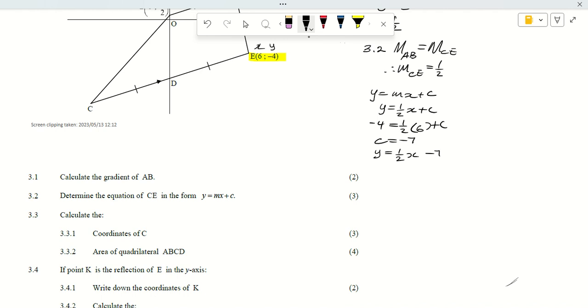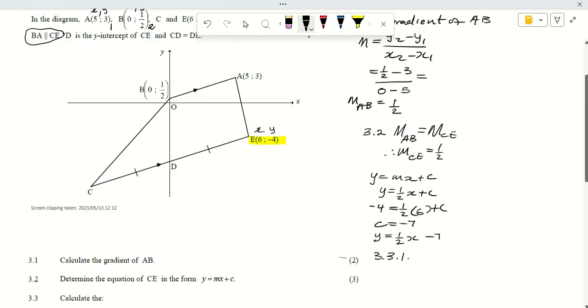Let's look at another question. 3.3 now. We have to calculate, now what are we calculating? 3.3.1, we are calculating the coordinates of C. So now what is special about the point C?